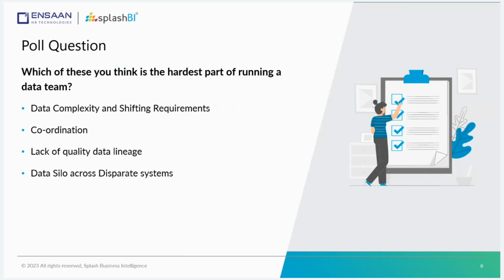Let's look at the answers. So 100% of people believe data complexity and shifting requirements is the most difficult part. We have 85% who voted for lack of quality data lineage. More than almost 60% voted for data silos across disparate systems, and 42% coordination. And that's pretty much the sort of thing that we see whenever we ask these questions. They're all really important.